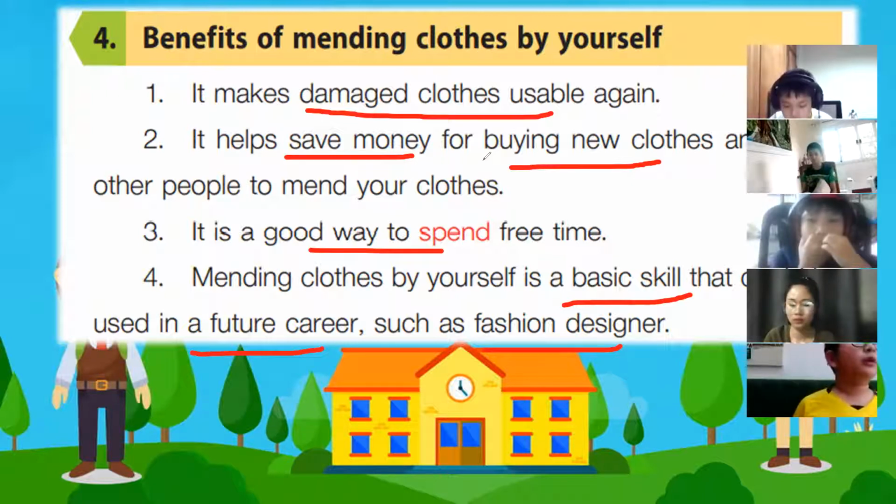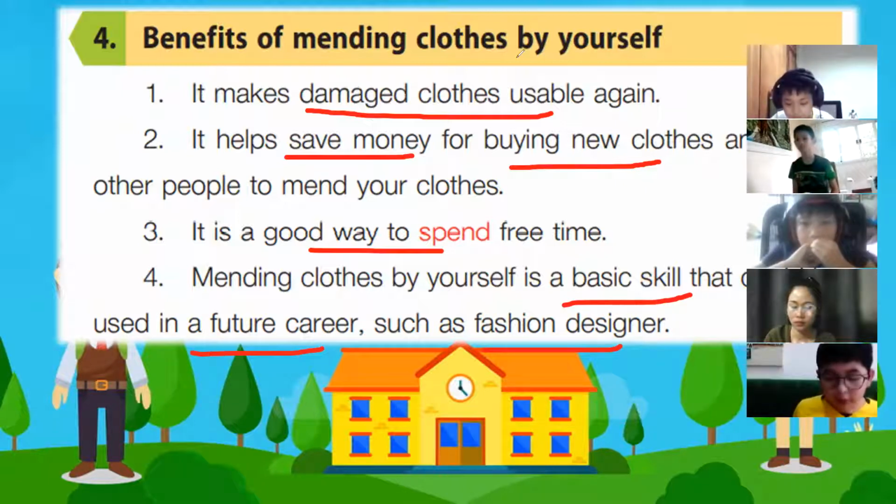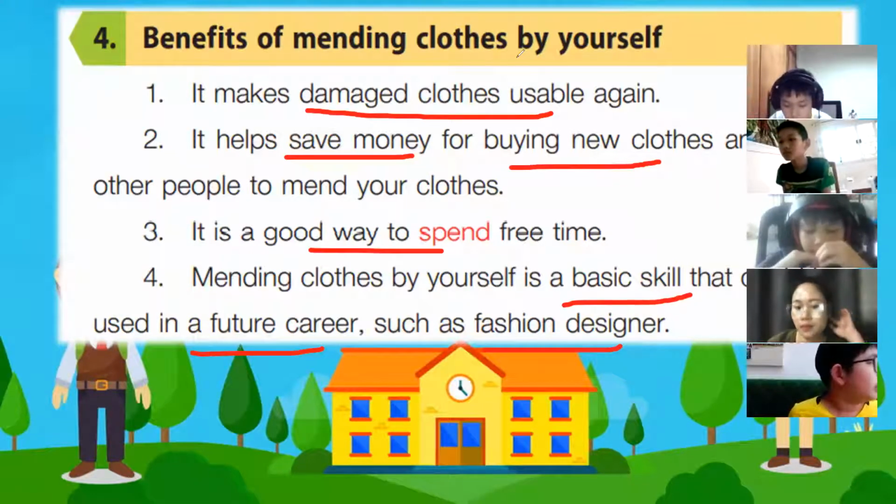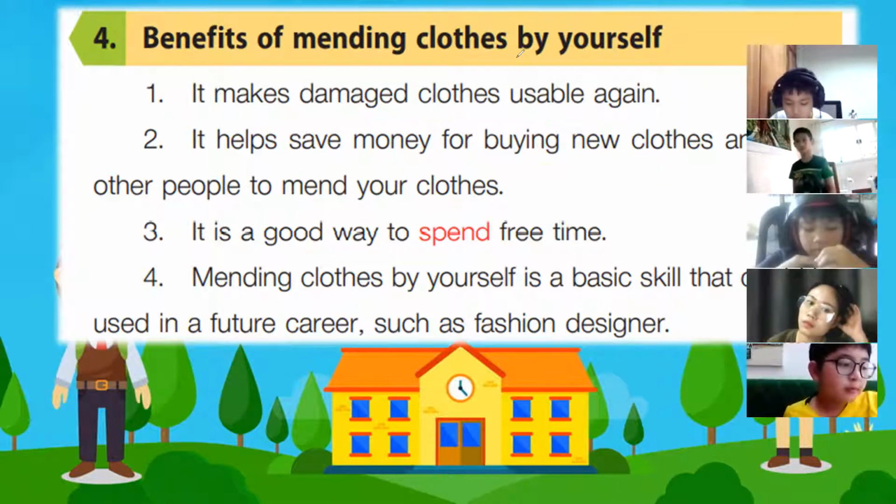Okay, students? Would you remember that? Okay, remember that, very easy. Damaged clothes can be used again. We can save our money. It's a good way to spend free time, and it's a basic skill which can be used in the future as a career. They are all benefits. Okay, students? So remember that.